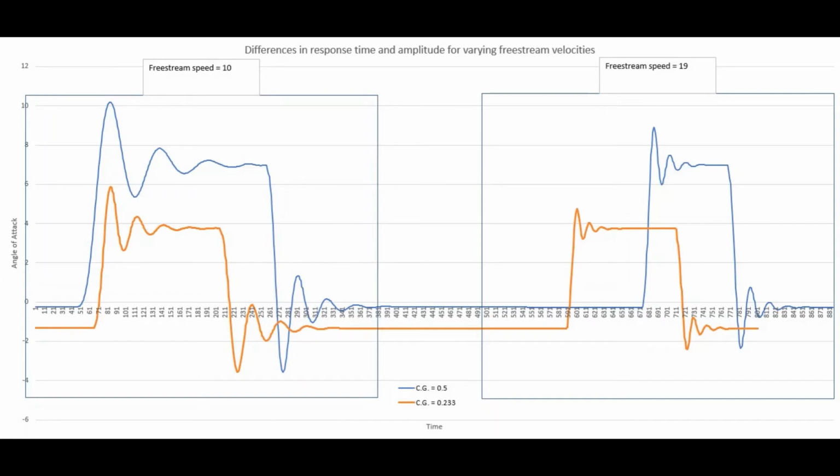Interestingly though, both CG values had the same time to respond. From the time of the initial movement of the elevator to the time that the new position settled was equal for both, at 90 in-game time units. And it seemed that moving the CG had no effect on response time, because moving the CG further back increases the amplitude of the overshoot, but gives a higher damping ratio to counteract this.